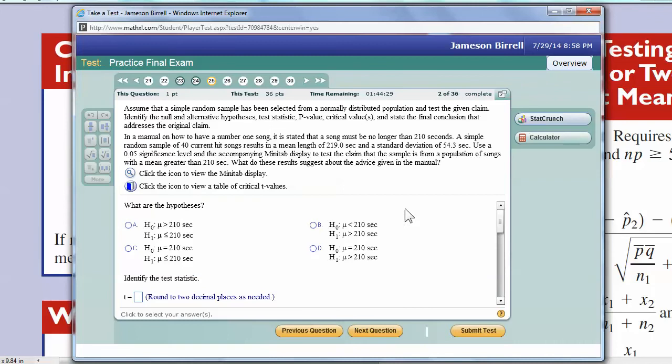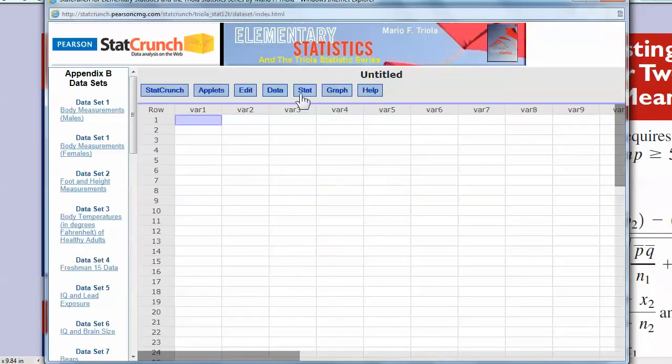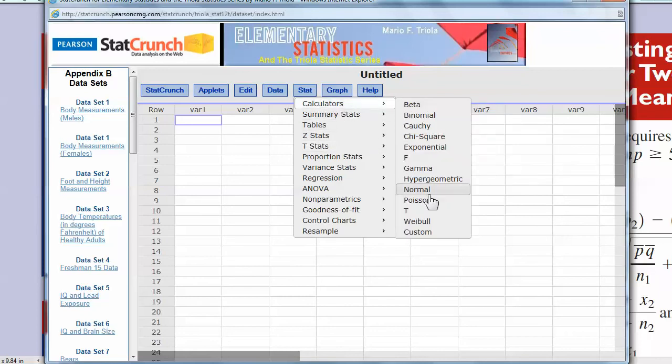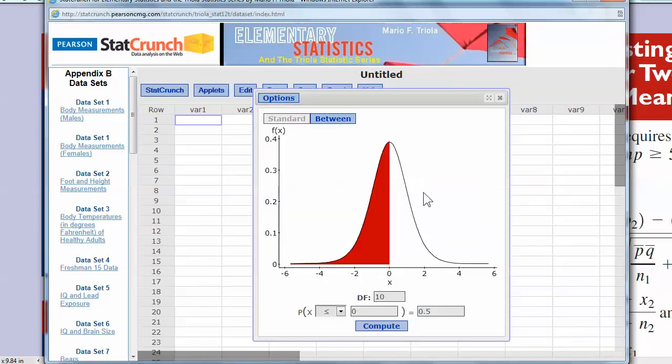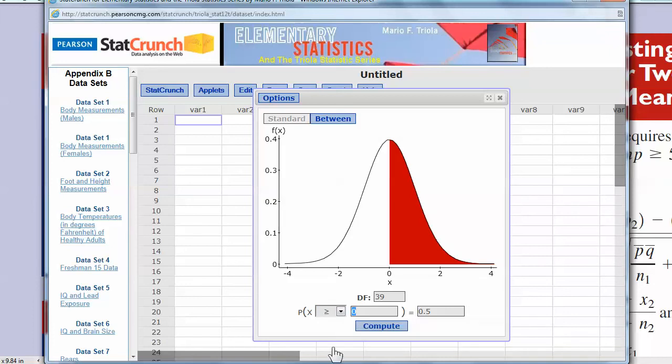Okay, so I'm going to use StatCrunch to go to the t calculator. Since my sample size was 40, I have 39 degrees of freedom. I need to find out my test statistic though, don't I? Now this is going to be a right-tail test, so I'm going to go greater than once I get my test statistic.